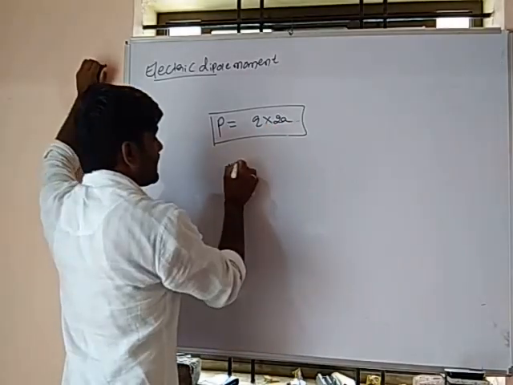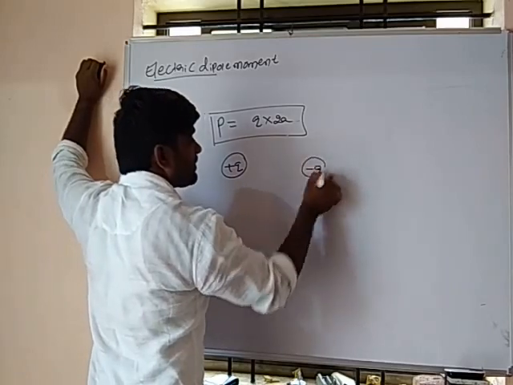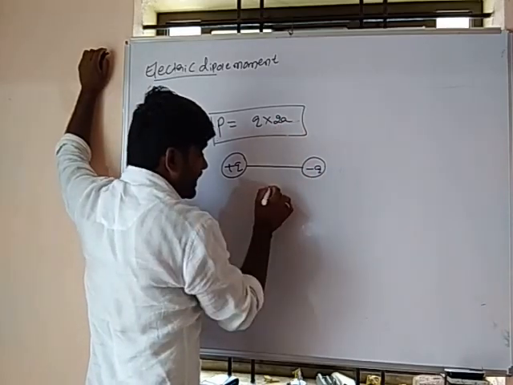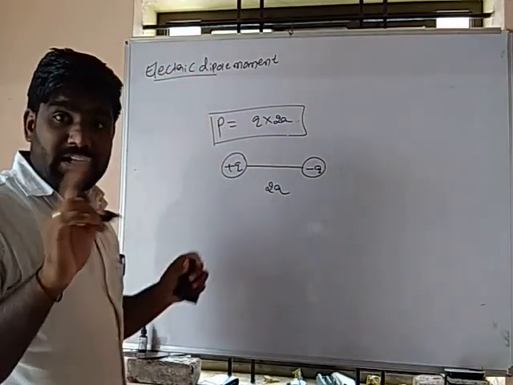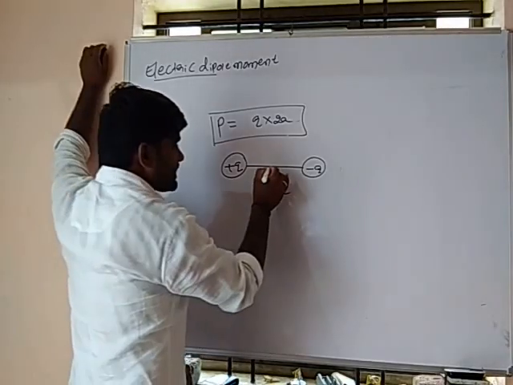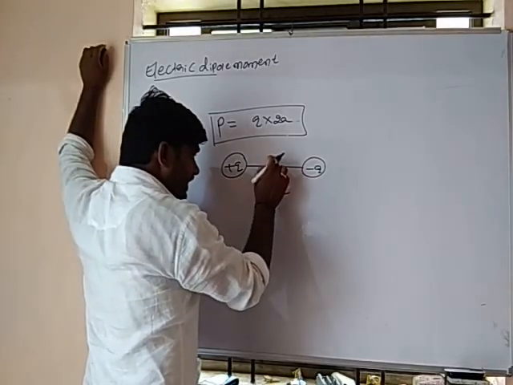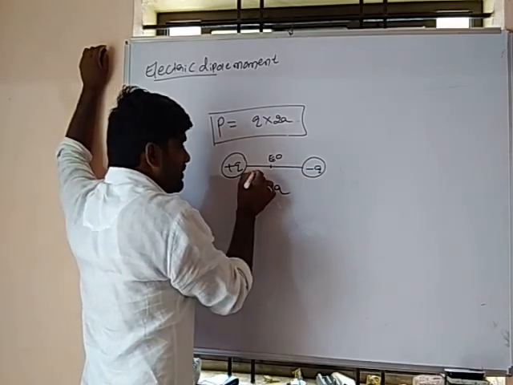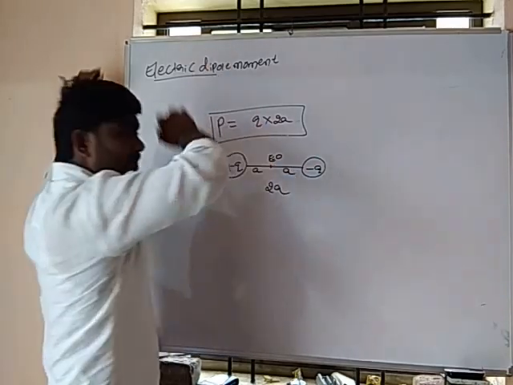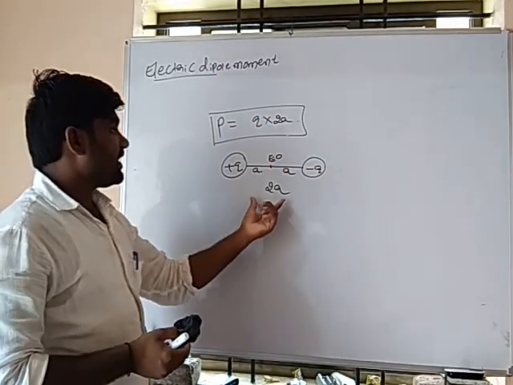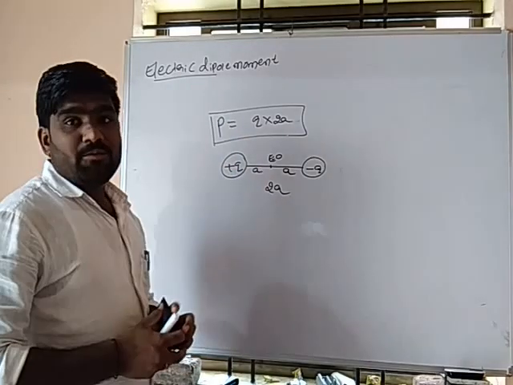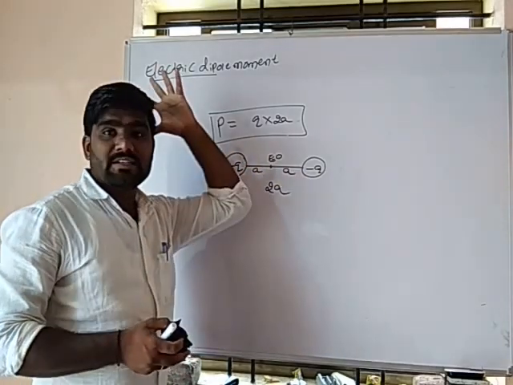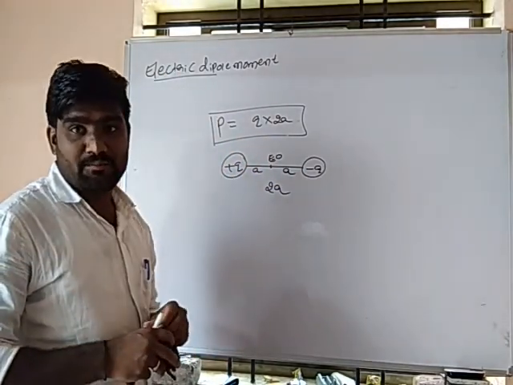Electric dipole moment means what? It is the product of charge and separation distance. See here, I am taking plus Q and minus Q. These two are separated by a distance. I am taking it as 2A, not at all R. Why? Because at exactly the midpoint, the electric field must be 0. Is it or not? Electric field must be 0. So the separation on one side will be A, and again on the other side it will be A. That's why we are taking it as 2A. Electric dipole moment means what? It is the product of charge and the separation distance.